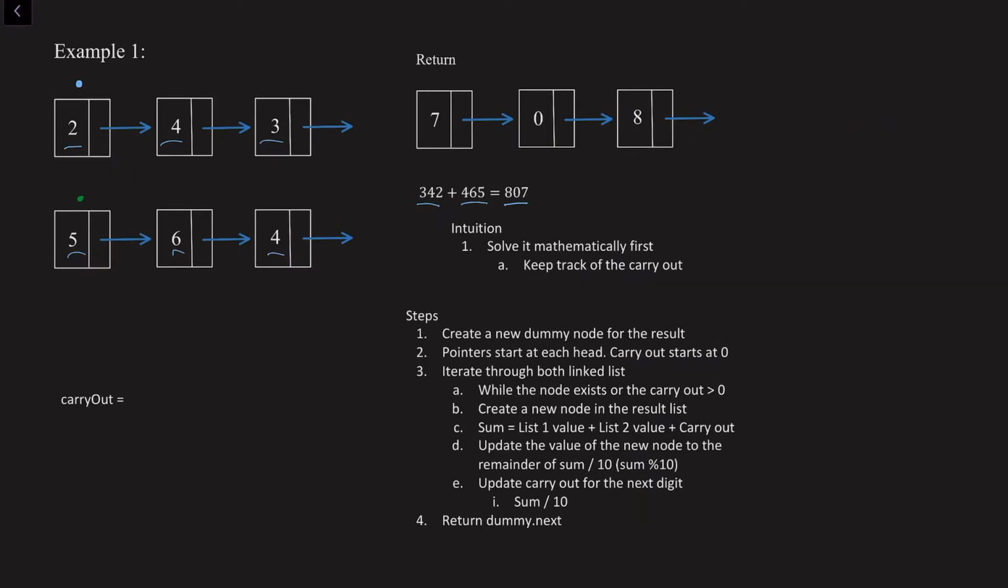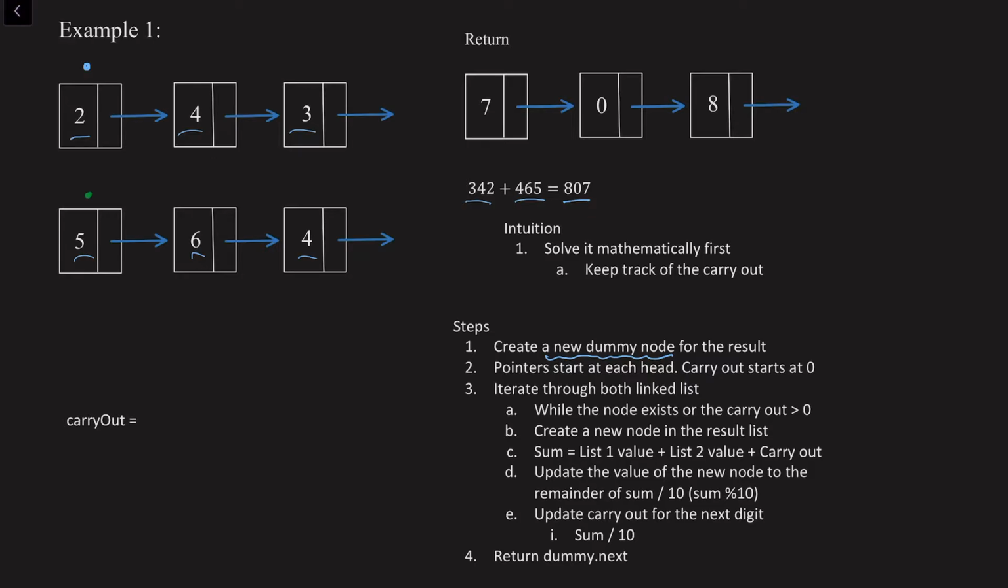For this problem, there are several steps. So first thing we're going to do is we are going to create a new dummy node for the result, which is going to be at the beginning of the list that we're going to return, but we will delete the dummy node later. And we're going to have 2 pointers at each head. We're going to have a carryout variable, which will start at 0.